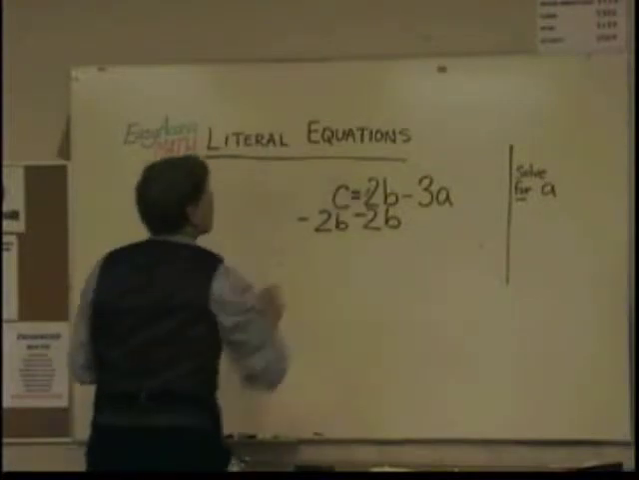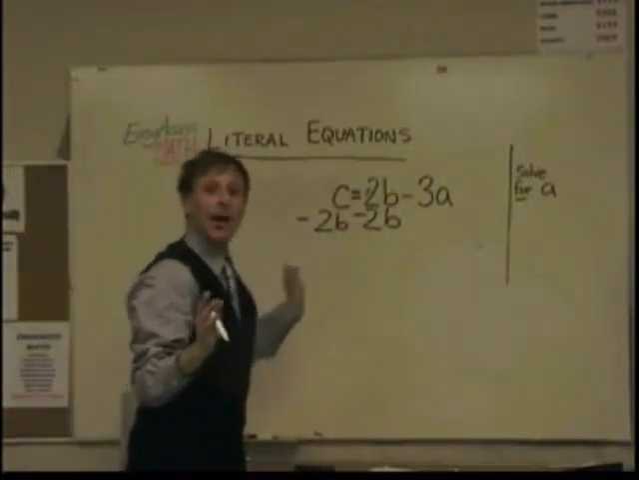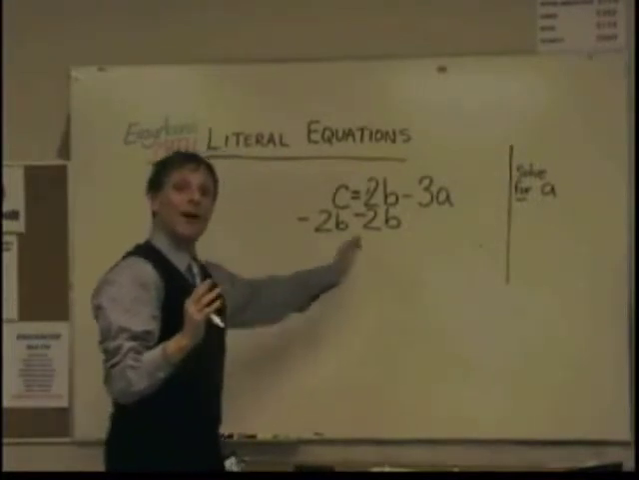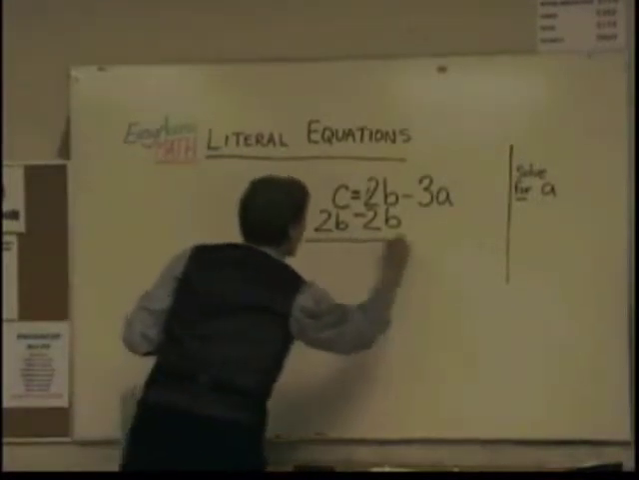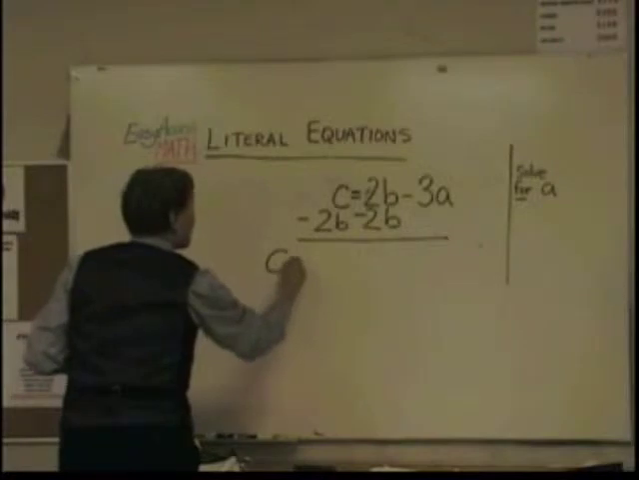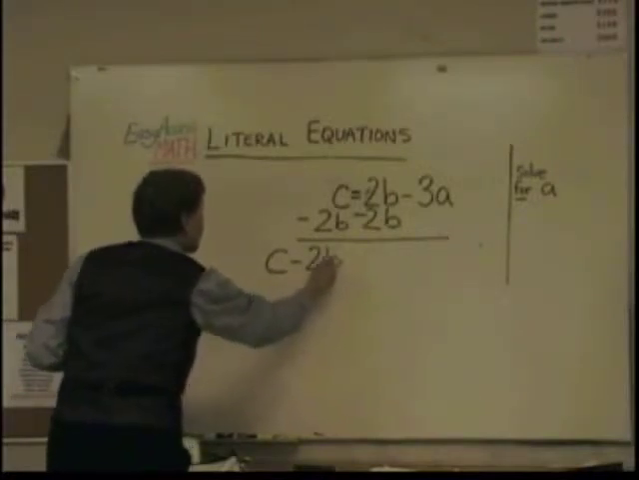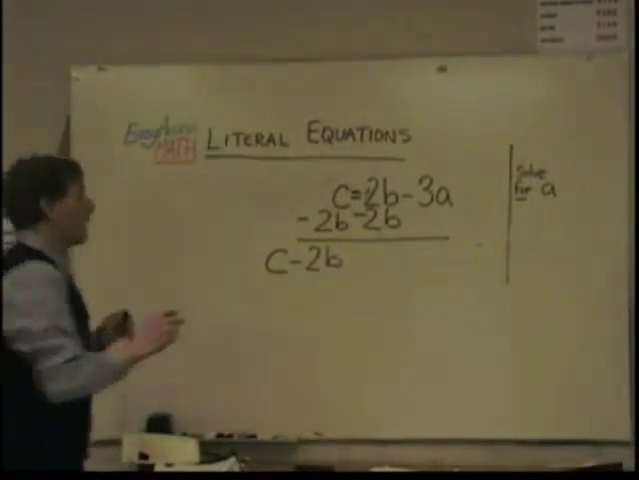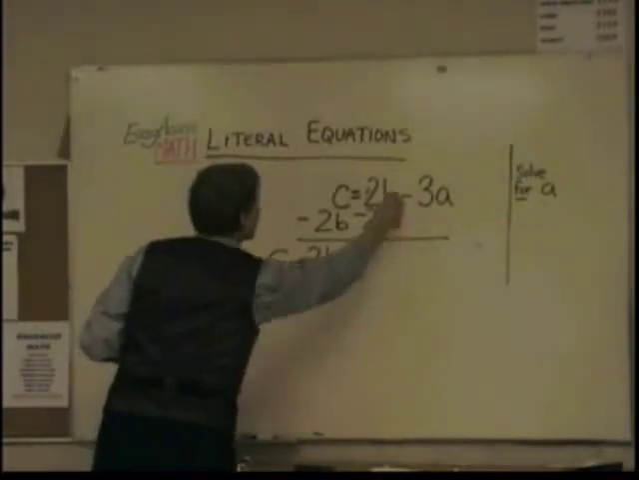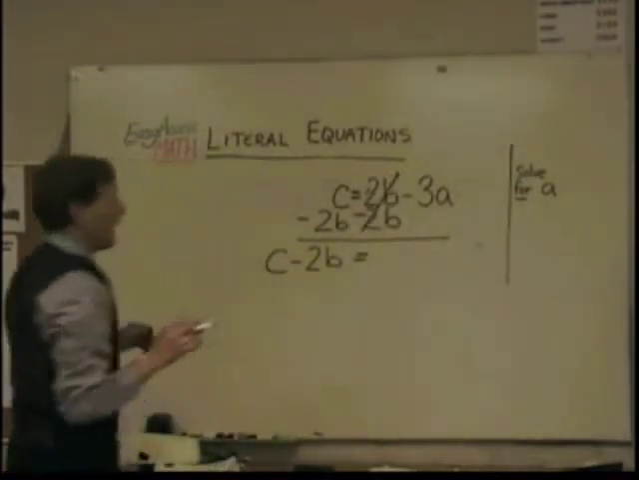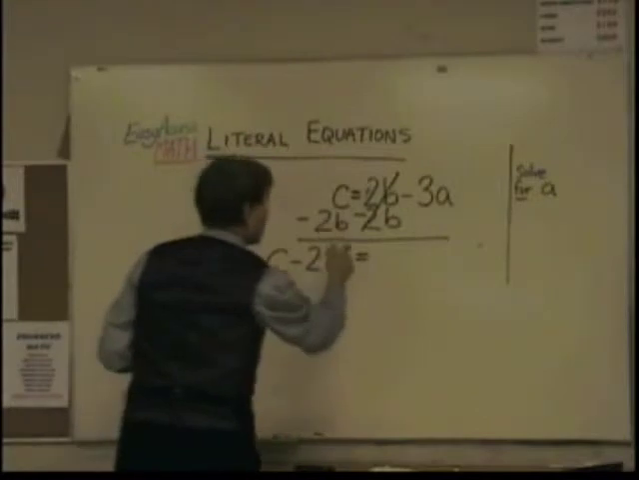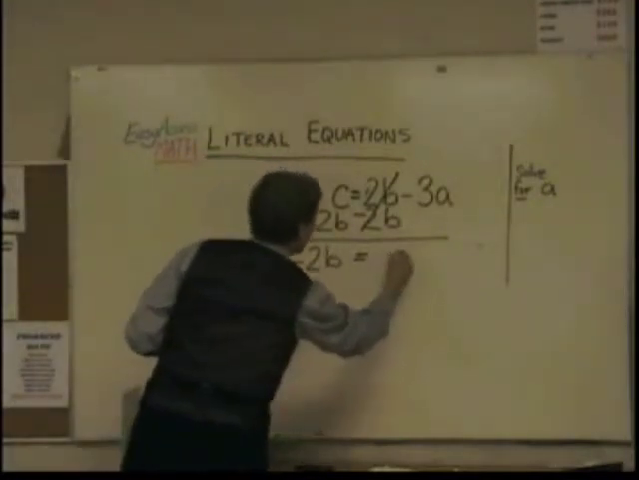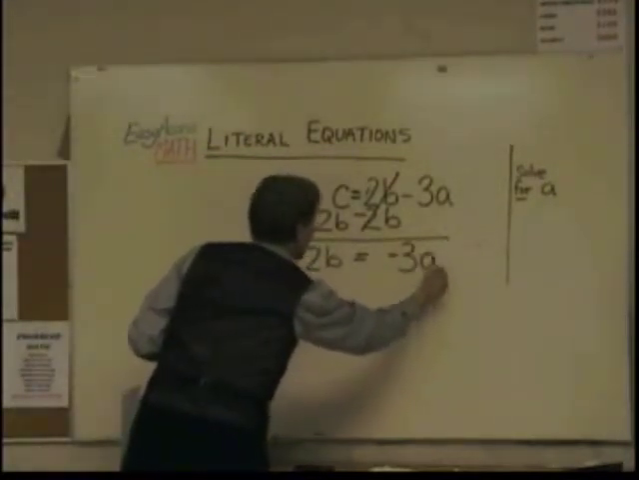Whenever we say both sides, we always do the same thing on both sides of that equal sign in an equation when you're solving. And so I have c minus 2b equals, and this is out, it canceled out, that plus 2b and minus 2b, minus 3a.